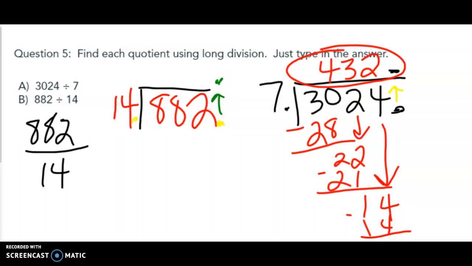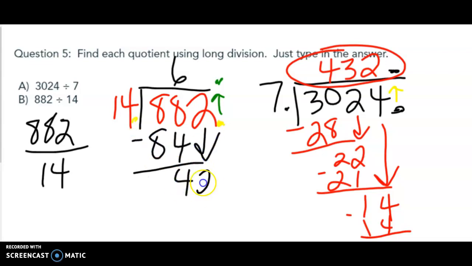Now I'm going to go ahead and divide. 14 will not go into 8, but 14 will go into 88 6 times. And so I'm going to multiply back. 6 times 4 is 24. 6 times 1 is 6, 7, 8. And I'll subtract. I'll have left over with 4, bring down the 2.